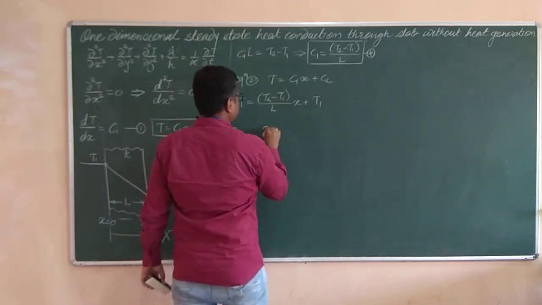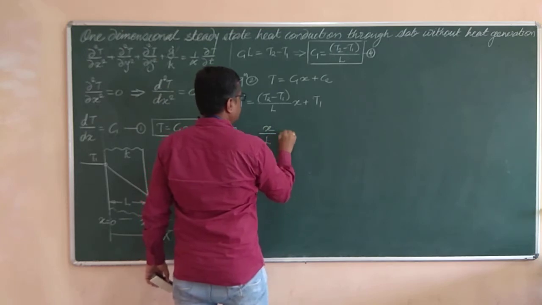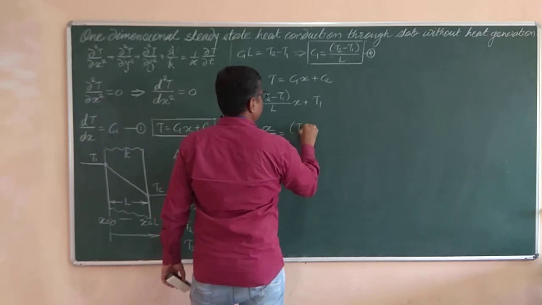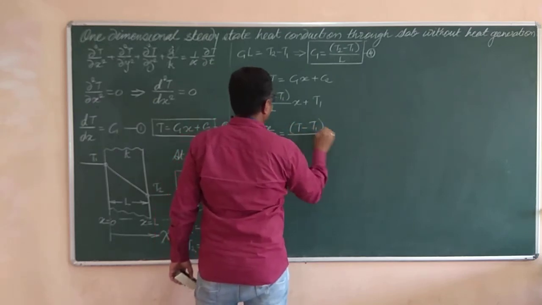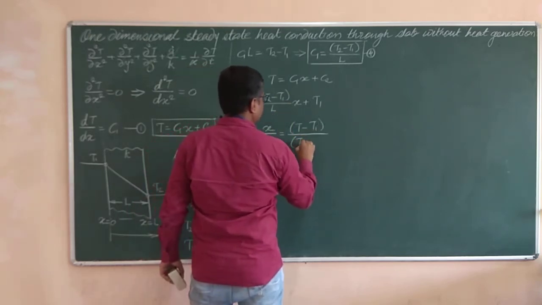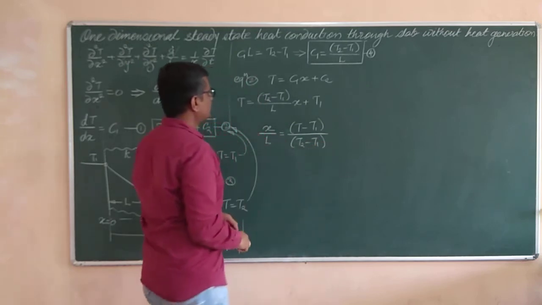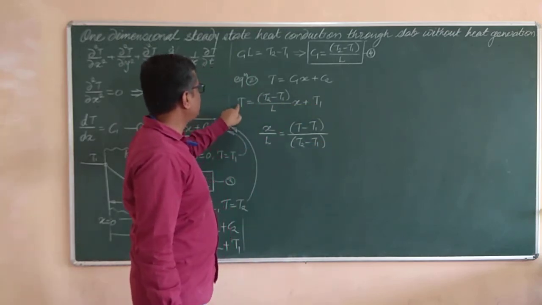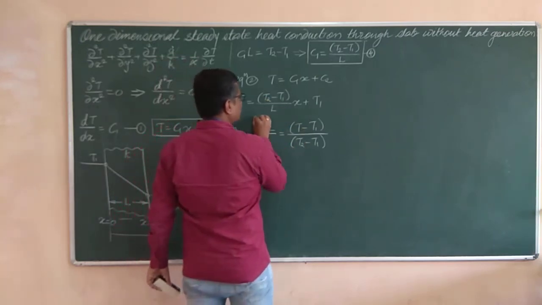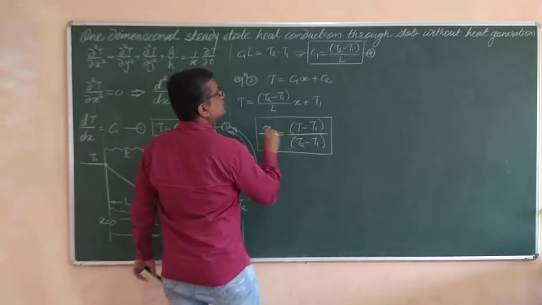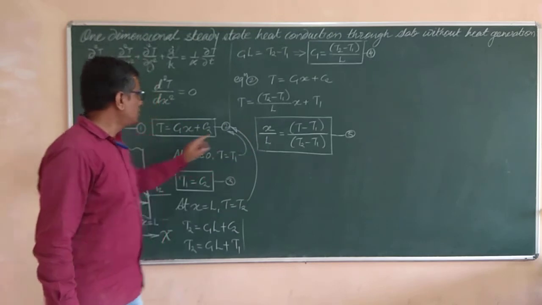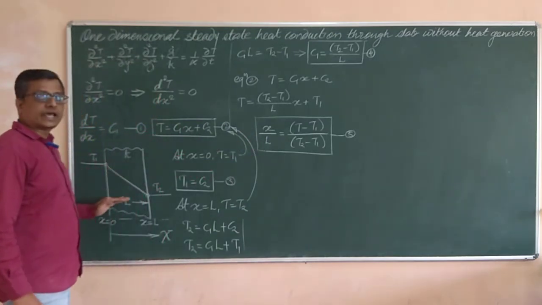X by L will be equal to (T minus T1) whole divided by (T2 minus T1). This T1 can be taken over this side, so T minus T1 will be over here divided by T2 minus T1. So this is the equation for the temperature profile. I repeat, this is the equation, let us say this is equation number 5.